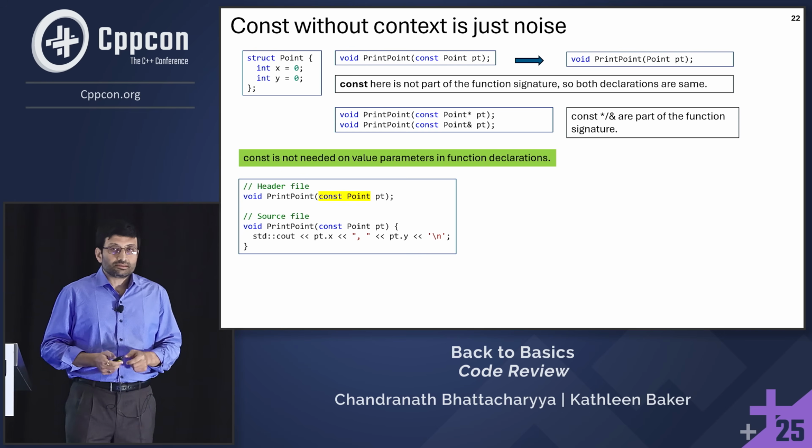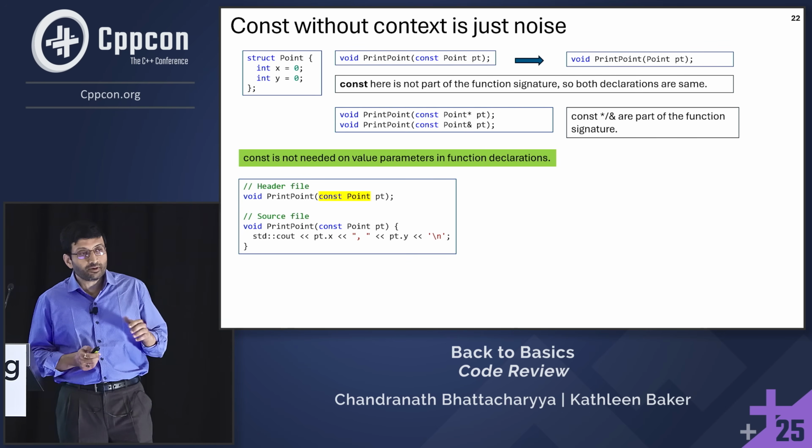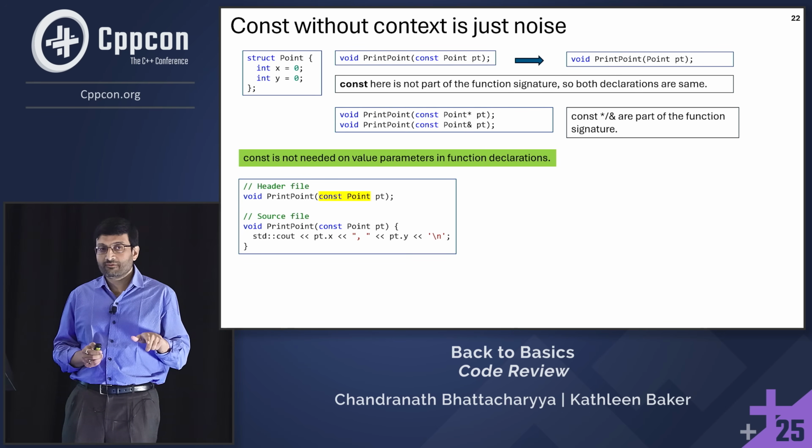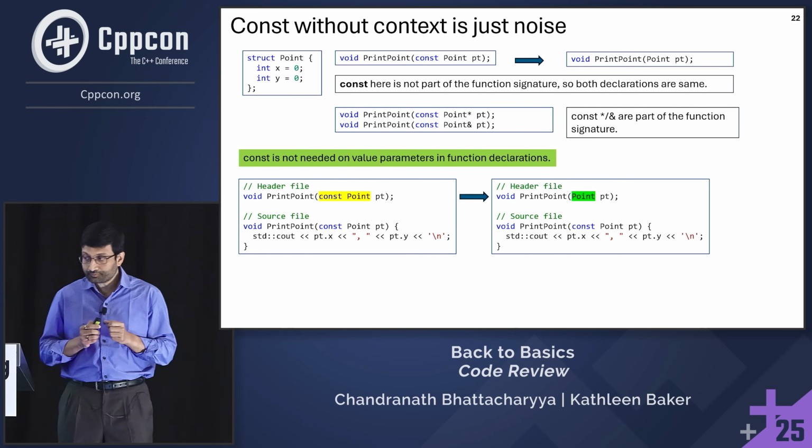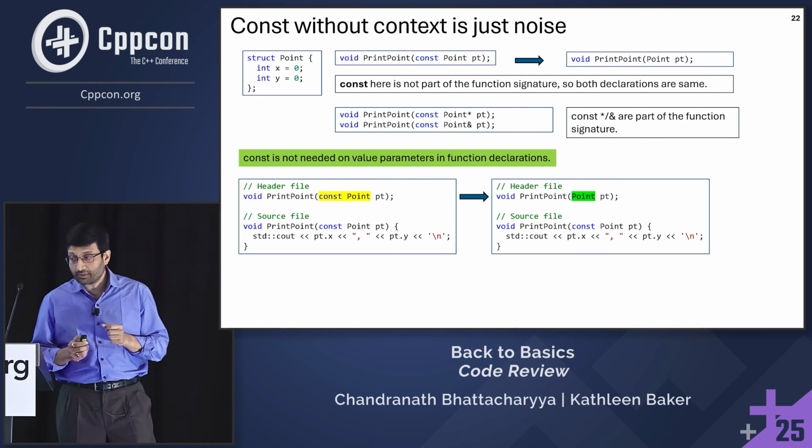So if you have code like this, where in the header you have this print point function which has a const Point taken by value, then consider converting to this. Just remove the const over there. Moving on to the next one.